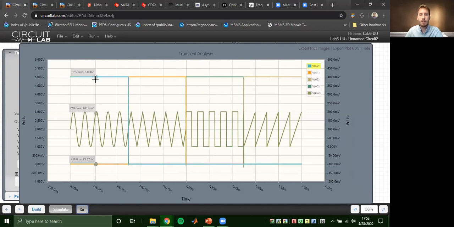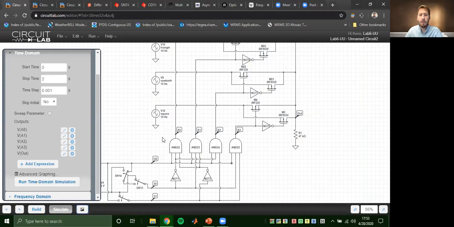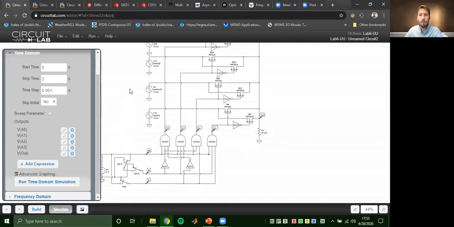So again, A0 is high, and we got A1 high. I guess it's A3, so we haven't flipped, and then A2. So yeah, it worked well. Only after like a whole day of figuring it out, but I got it to work. So I'm pretty proud of it. So yeah, theoretically this should work now.